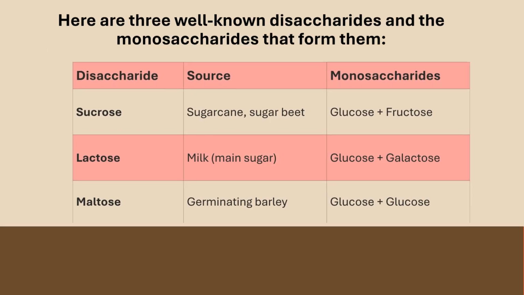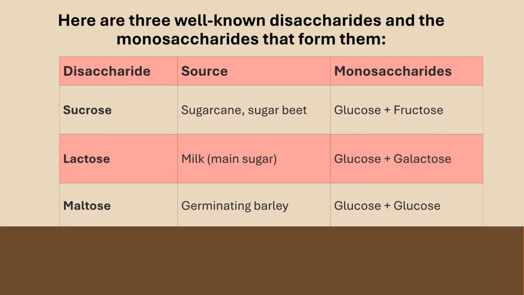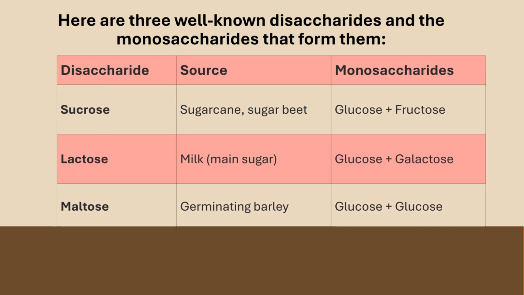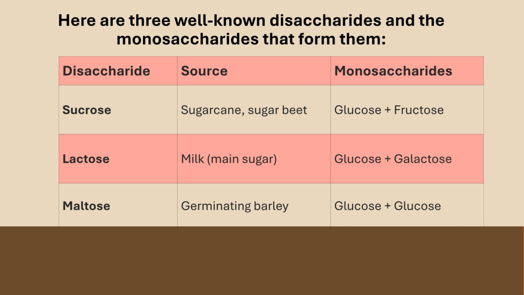Here are three well-known disaccharides and the monosaccharides that form them. Sucrose. This is the common sugar we use every day. It's mainly obtained from sugarcane and sugar beet. Sucrose is made of two monosaccharides, glucose and fructose.